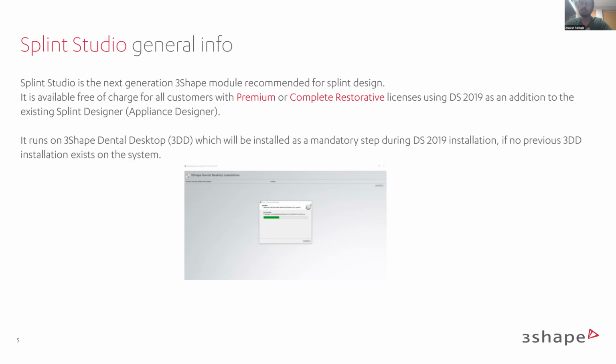Anyways, this module will get automatically installed in your Dental System when you are installing Dental System. After completion of Dental System, this will be a part of it. It will be a mandatory step to install 3Shape Dental Desktop, where your splint will be installed. And definitely you can check it in your dongle. How does it look?